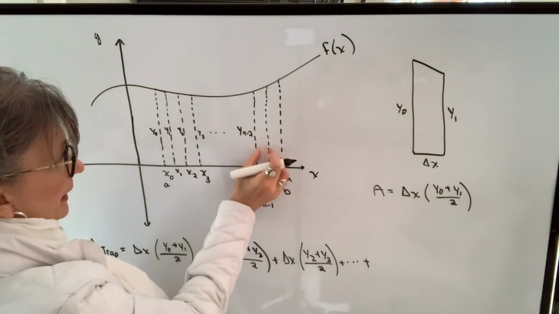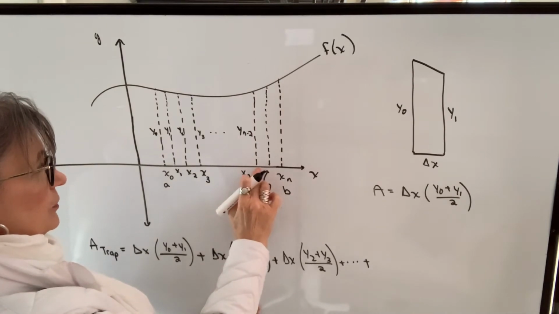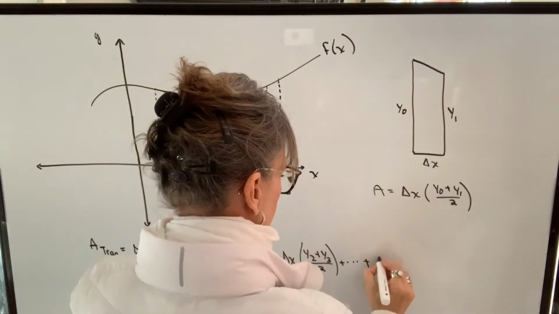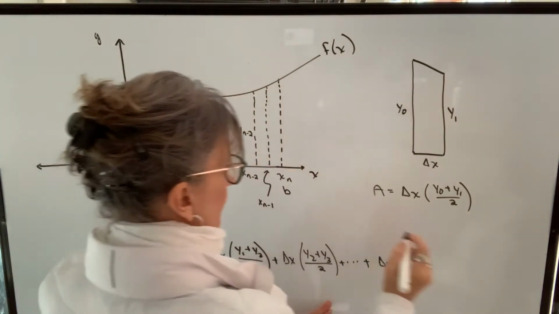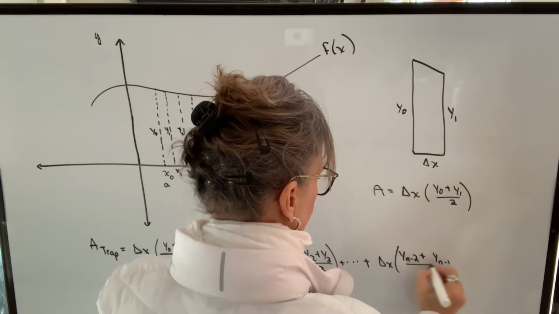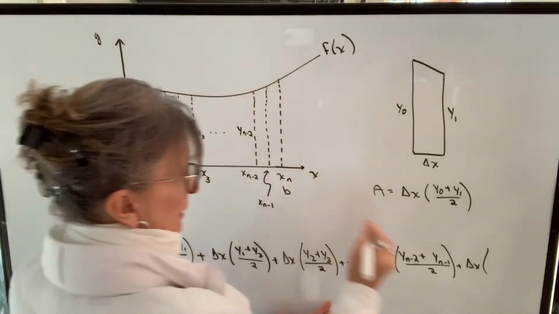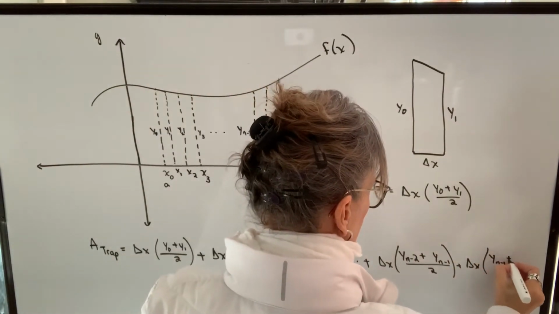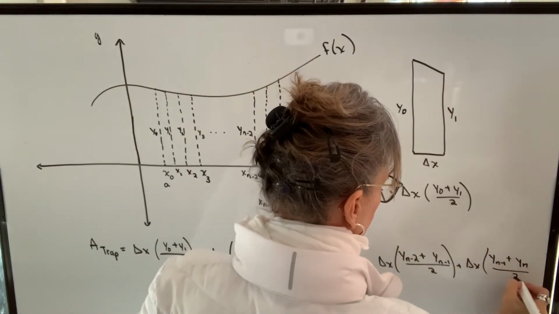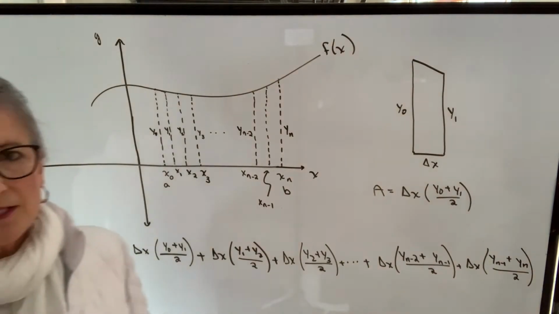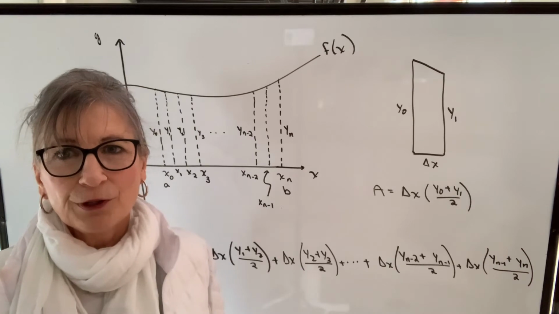Up until the last two trapezoids, if this x value is x sub n minus 2, then the y value is y sub n minus 2. So delta x times y sub n minus 2 plus this y value will be y sub n minus 1. And then the very last trapezoid will be y sub n minus 1 plus this will be y sub n. This looks very confusing, and trust me, using this rule is much easier. I'm just showing you where the rule came from.